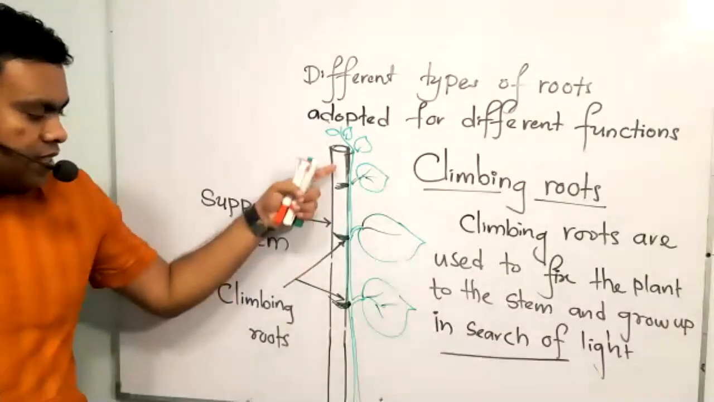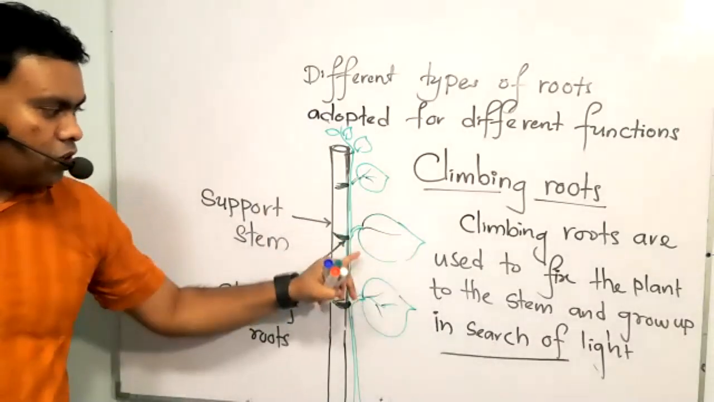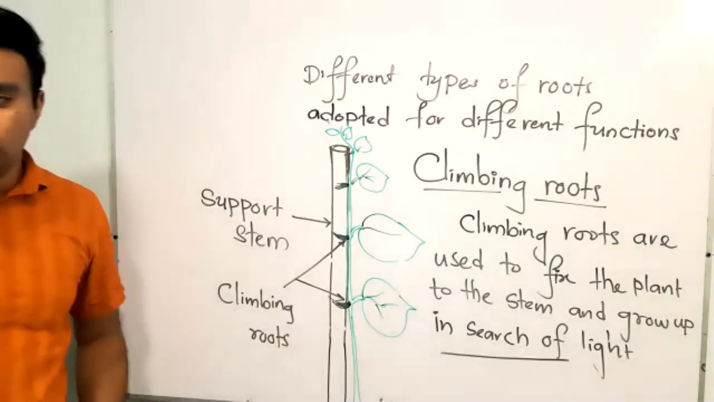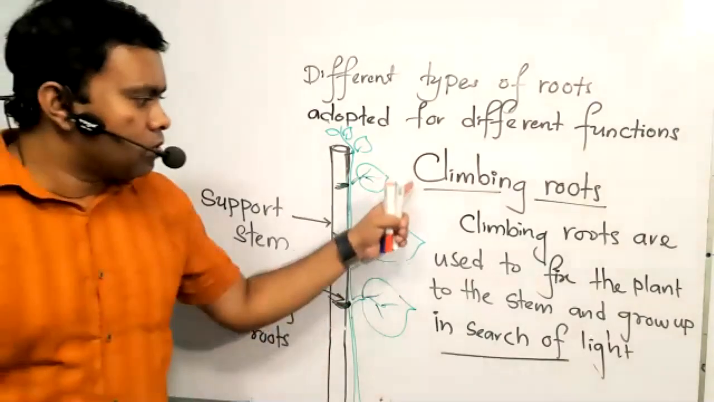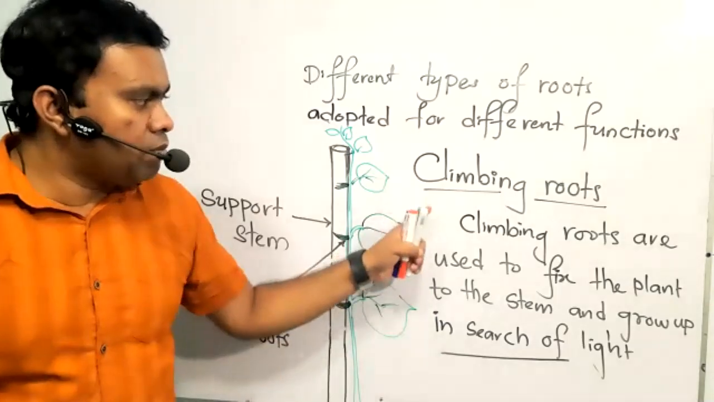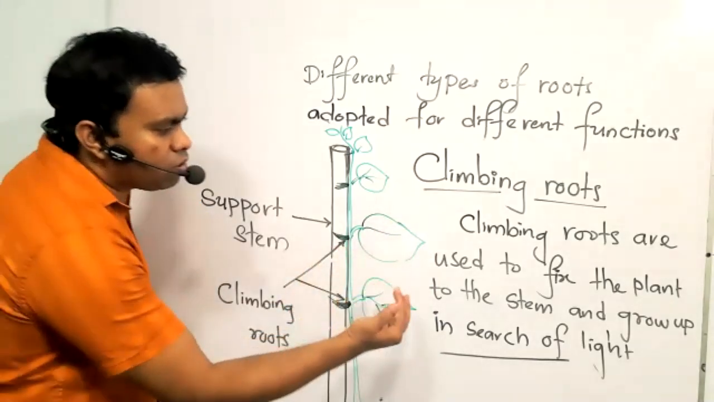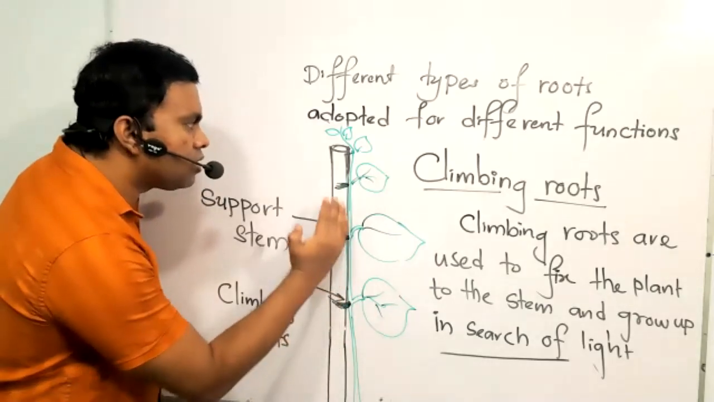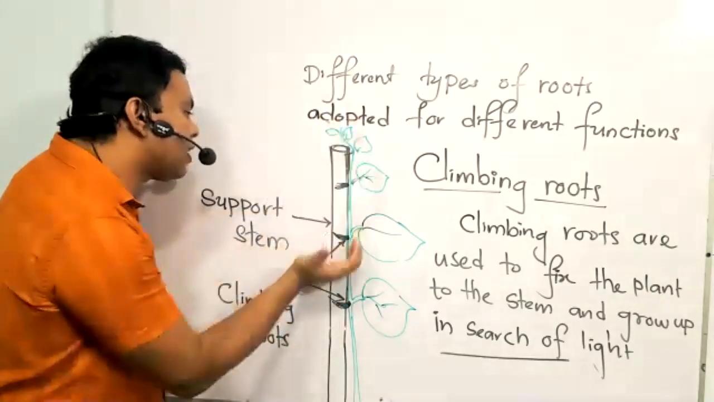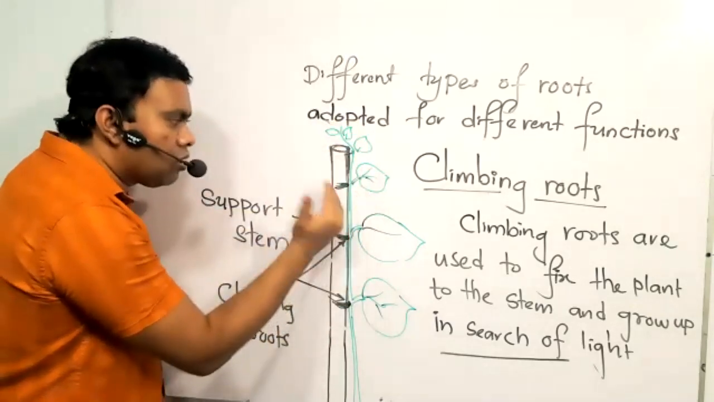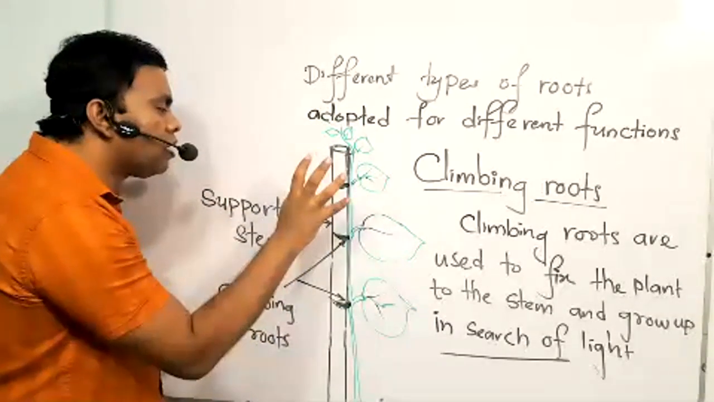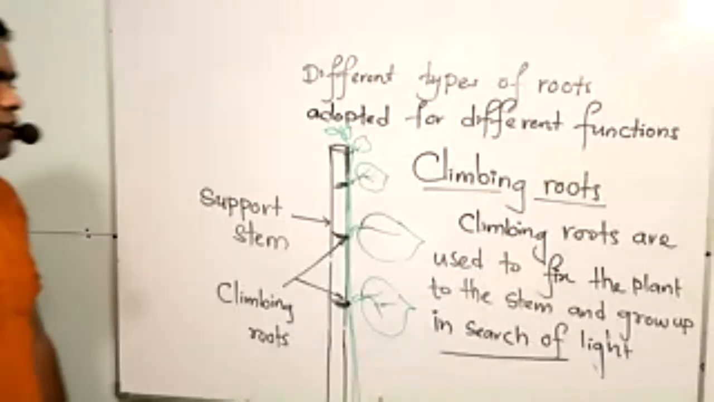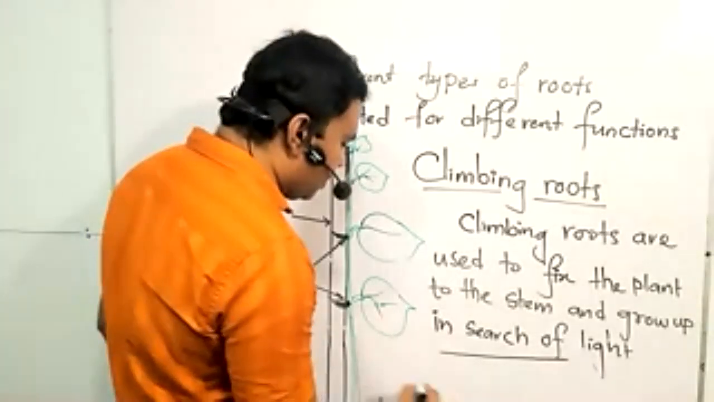No need to decorate these things. Just draw, sketch. Later you can color it or whatever you like. So this is the important part. Climbing roots are used to fix to the support plant and grow up in search of light. So these types of movements of plants, searching light. Okay, write examples here.